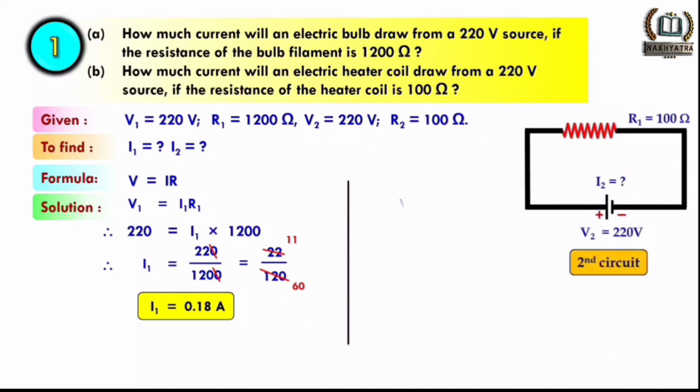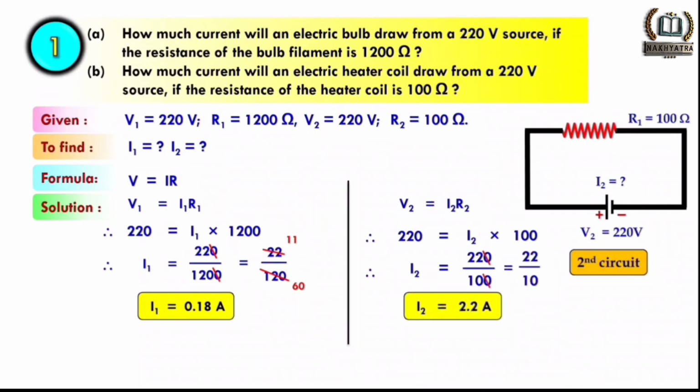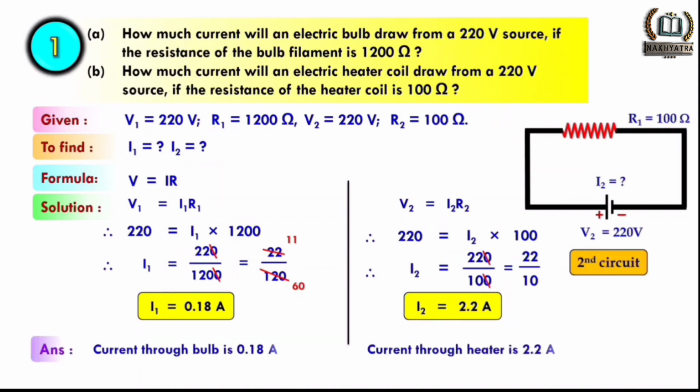Now for V2, that is for the second circuit, V2 equal to I2 into R2. And therefore 220 equal to I2 into 100 ohm. Now rearrange it, I2 equal to 220 by 100. Cancel it and we will get I2 equal to 2.2 ampere. So the answer is the current through the bulb is 0.18 ampere and the current through the heater is 2.2 ampere.